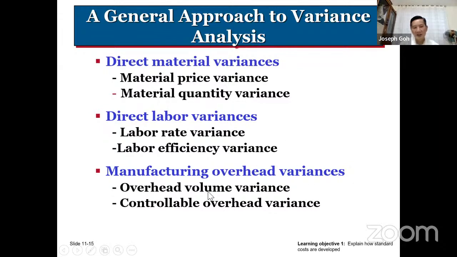Manufacturing overhead variance. When we come to the volume variance, it means the production volume variance. It means what we project to produce, the quantity, compared to the flexible budget we set. The flexible budget is what we want to produce. Then the controllable overhead variance is a comparison with the flexible budget we set. I will explain what the flexible budget is later on.